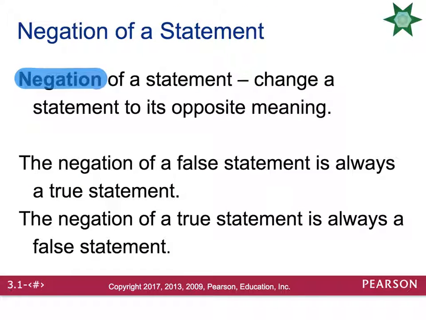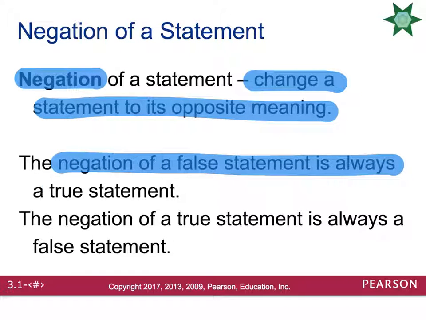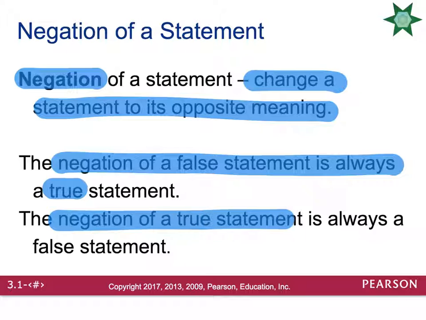Negation of a statement means we change a statement to its opposite meaning. So negation of a false statement is always true, and negation of a true statement is always false. So we always go from false to true or from true to false. Let's say my statement is the sky is blue. The negation would be the sky is not blue.